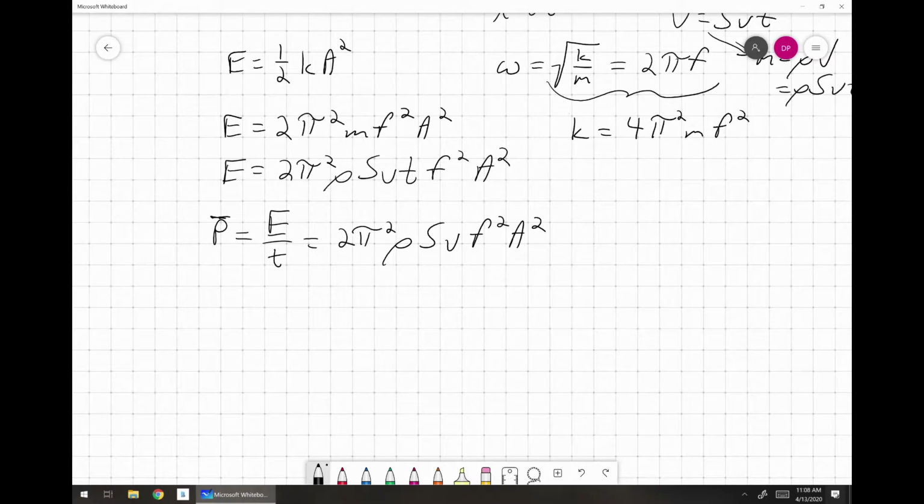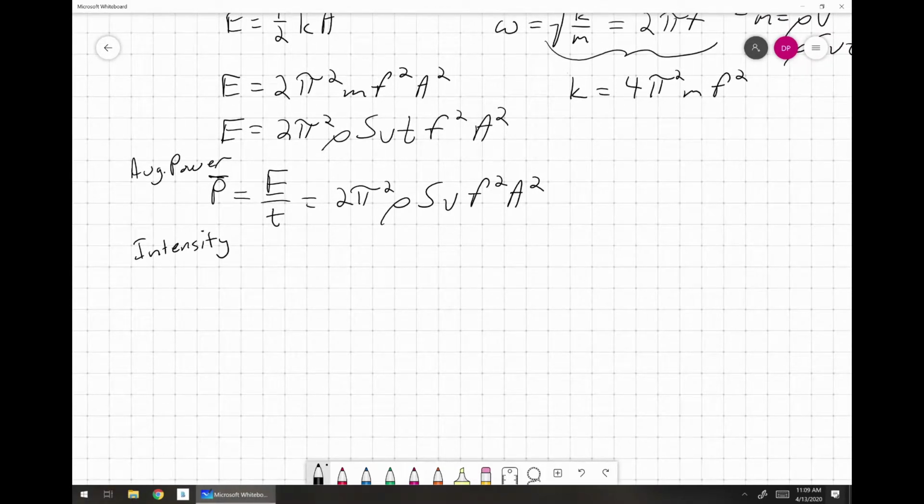All right. So we have one last thing. This is our average power in the wave. And then we have this quantity that we define as the intensity. The intensity is going to be the average power transferred across a unit area perpendicular to the direction of energy flow. So it's basically power per area. We give it the symbol capital I. And we have the average power divided by our surface area. And that, of course, is going to be 2 pi squared rho v f squared A squared. Okay.